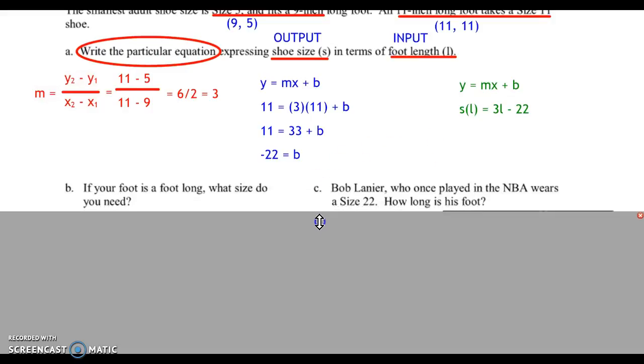Next, our job is to answer these two questions. If your foot is 1 foot long, what size do you need? And Bob Lanier, which I believe is the correct pronunciation, who once played in the NBA, wears a size 22. How long is his foot? Pause the video and I'll come back with a couple of answers for you in a moment.